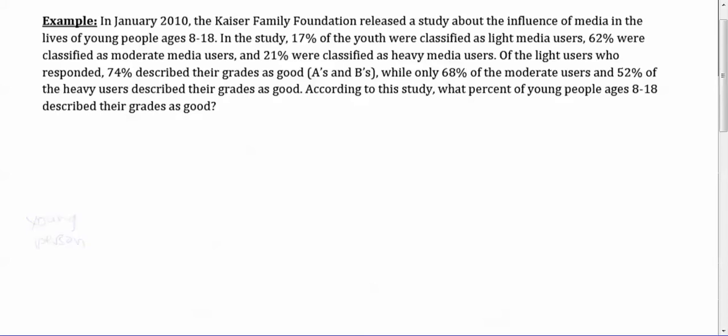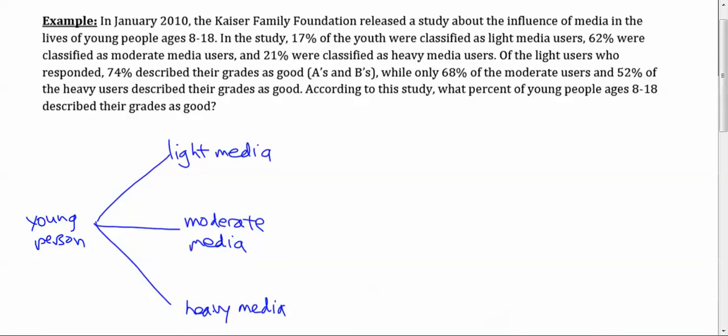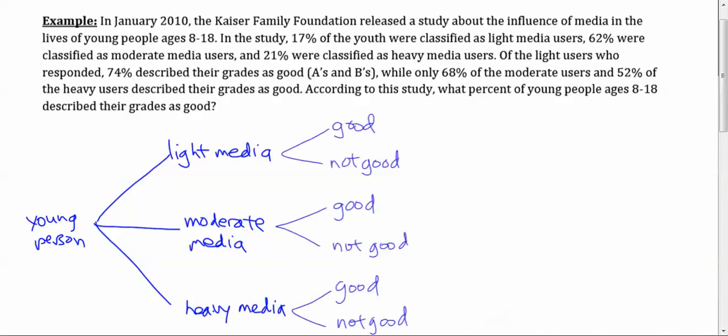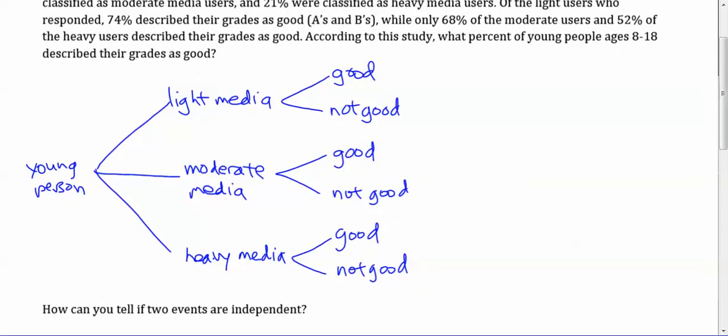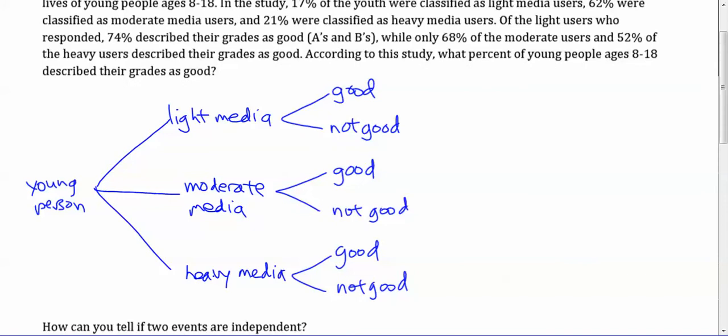So we're going to start with a random young person, and we're going to classify them by media usage. So there's 3 different possibilities here: light media, moderate media, and heavy media. Then comes the grades. So either their grades were good or we're going to say not good. So this is what the tree should look like. Go ahead and pause the video here, take a moment, and fill in the numbers where they should go.